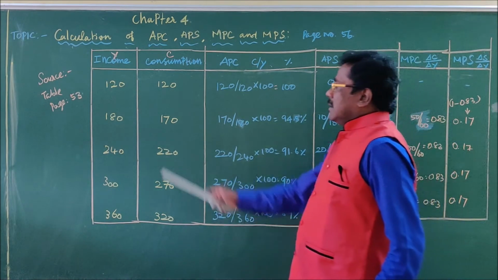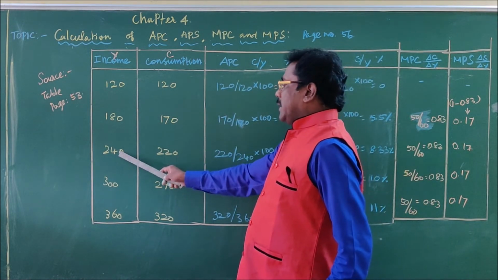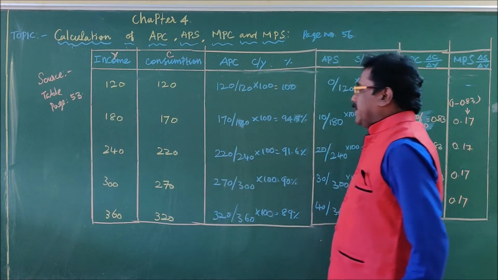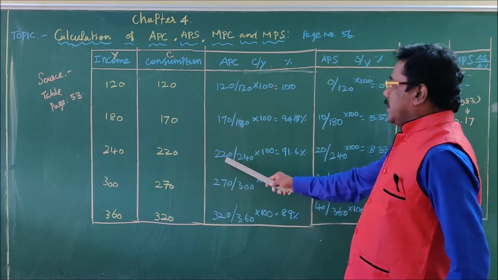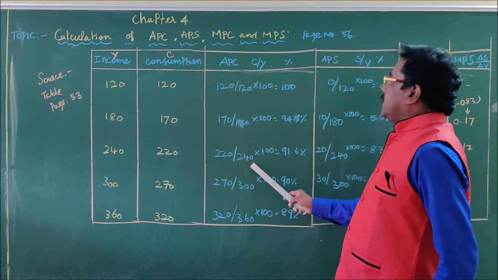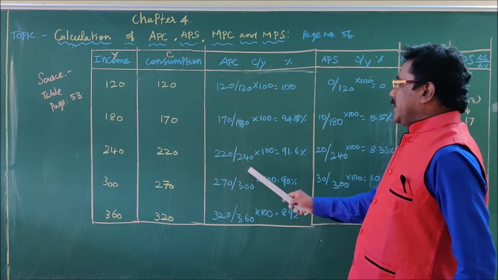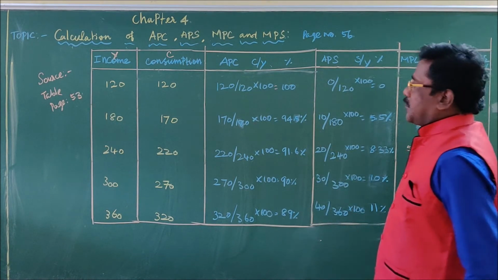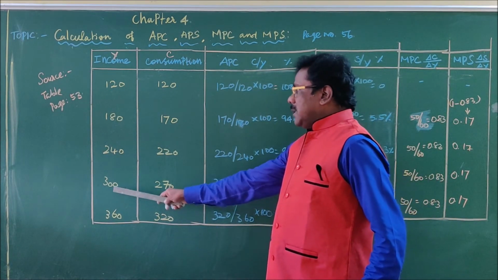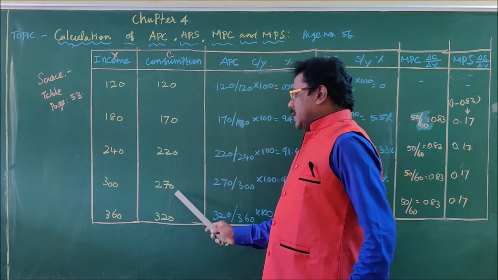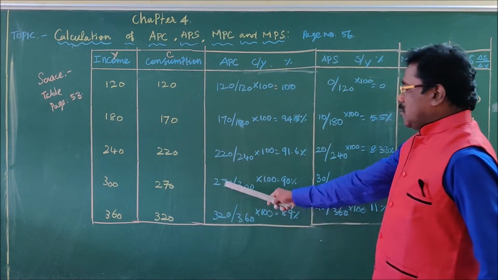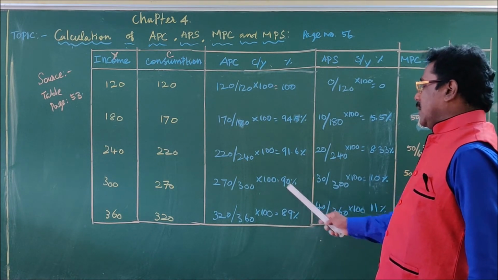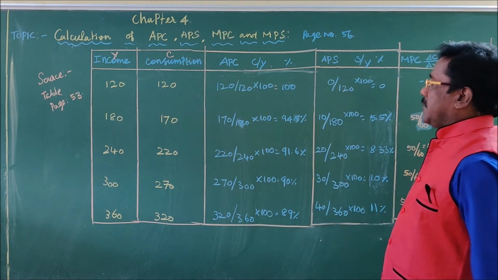Then the next one, the income increased to 240 and the consumption expenditure also increased to 220. So 220 divided by 240 into 100, the answer is 91.6 percent. Then the next transaction, 300 rupees income and expenditure on consumption 270. So 270 divided by 300 into 100, the answer is 90 percent.